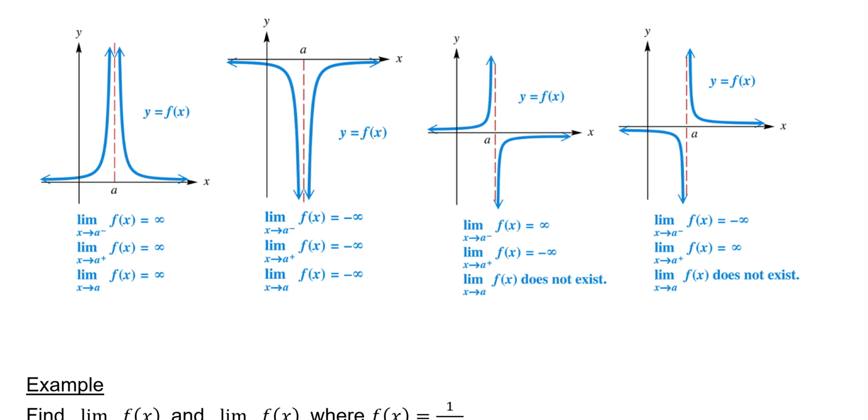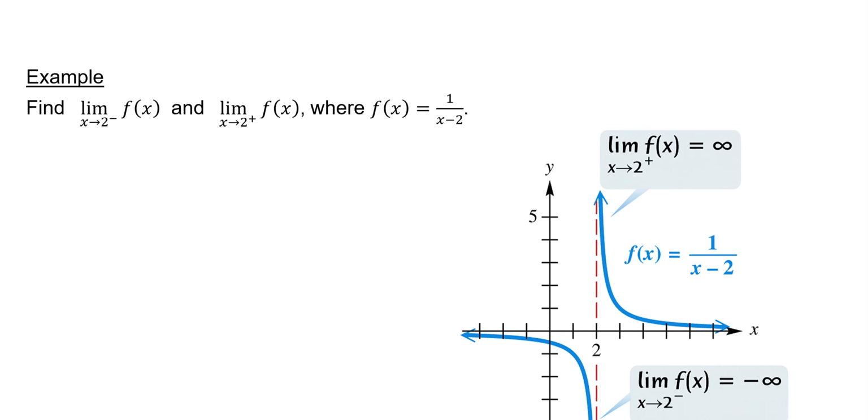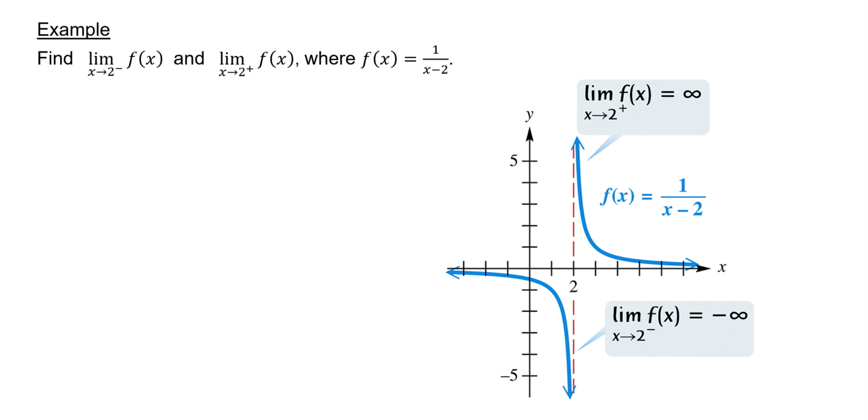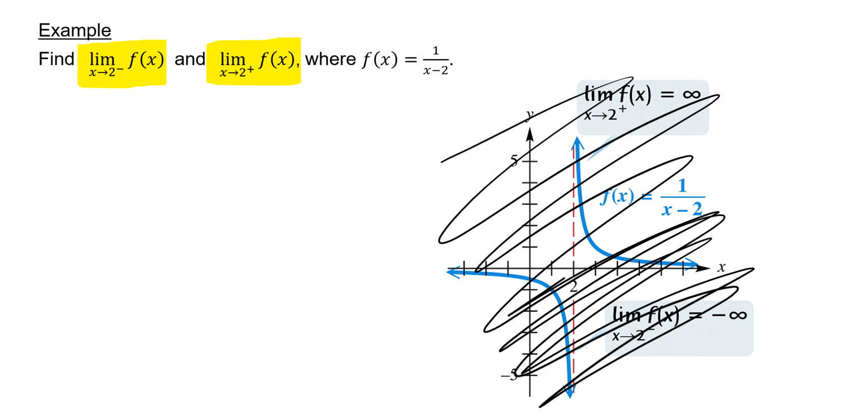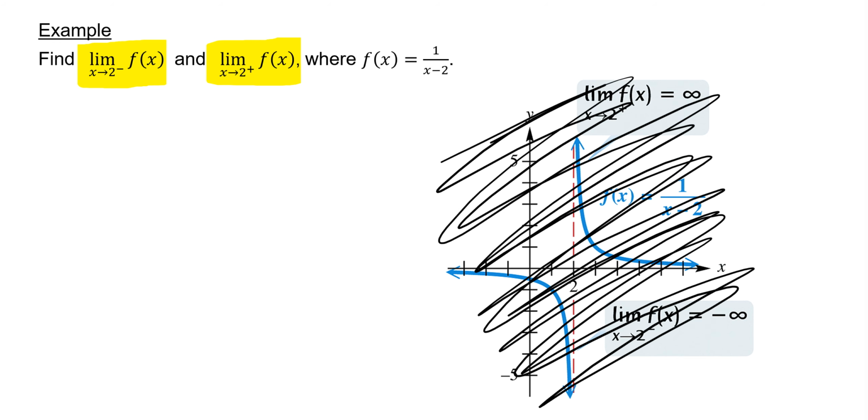So let's go ahead and see an example where we actually have a function with some numbers here. Let's say we want to find the limit as x approaches 2 from the left and the limit as x approaches 2 from the right for this function that's given to us. If this graph was not given to us and we only had the function, this is an example where if you try direct substitution and plugged in 2, you would get 1 over 0.